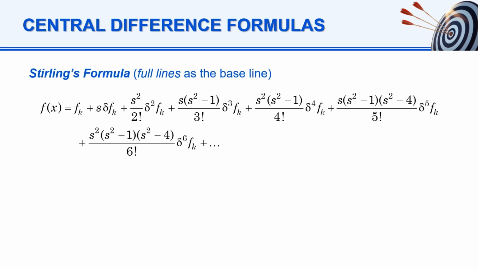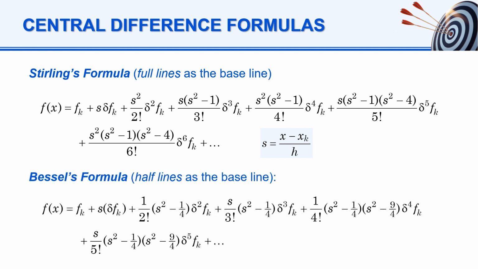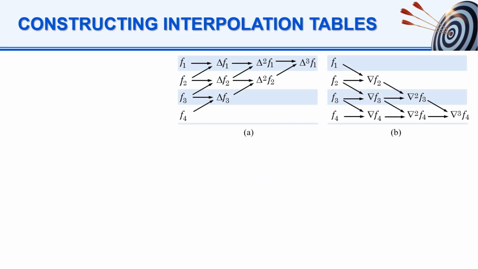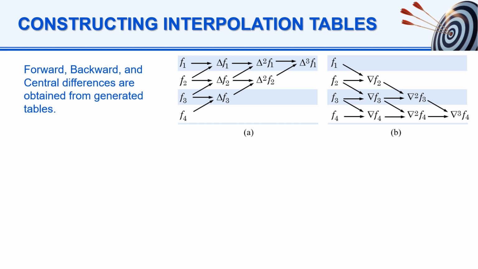coefficient. The Stirling formula is used along with the full lines, while the Bessel formula uses the central differences along the half-lines. Stirling's formula for full lines is given as follows. Bessel's formula for half-lines is given as follows. Forward, backward, and central differences are obtained from generated tables.